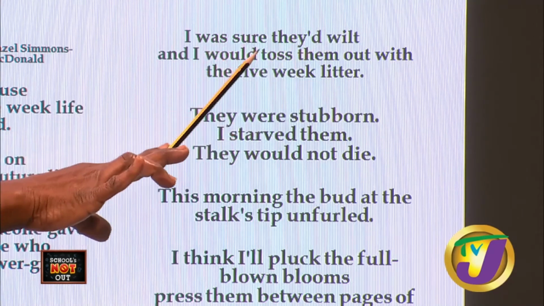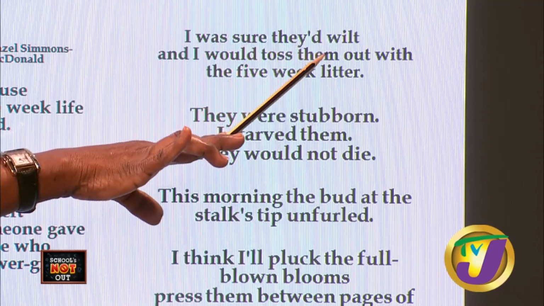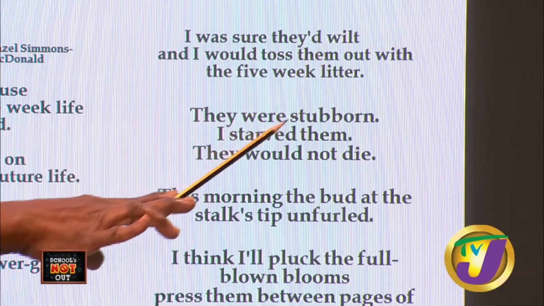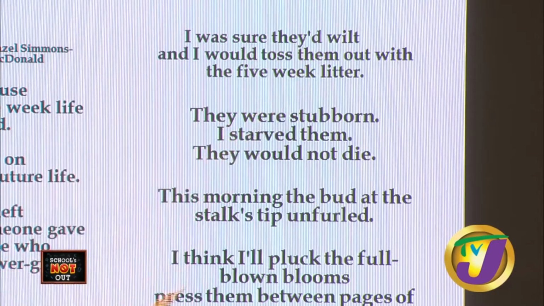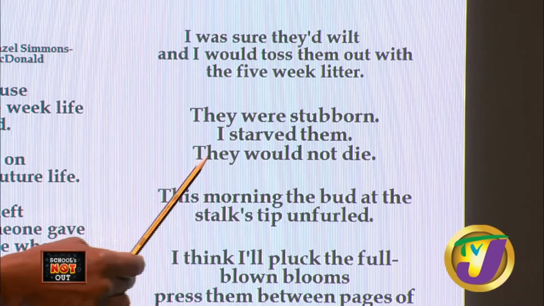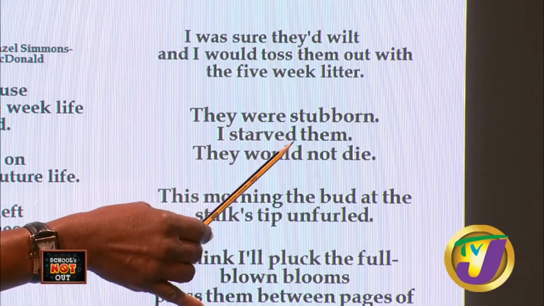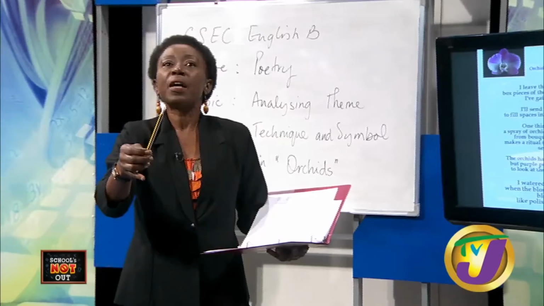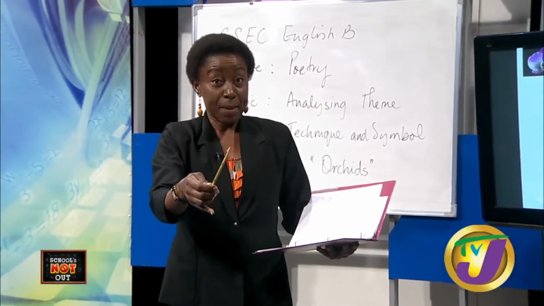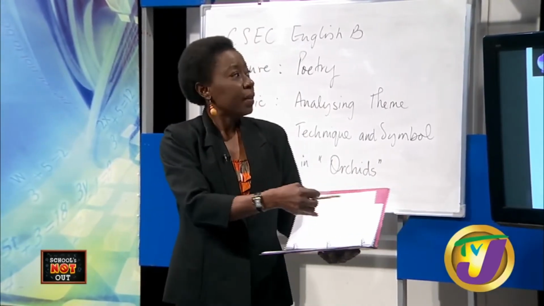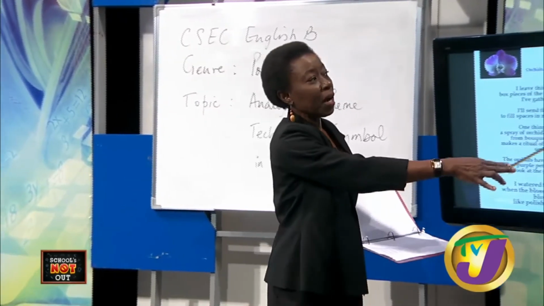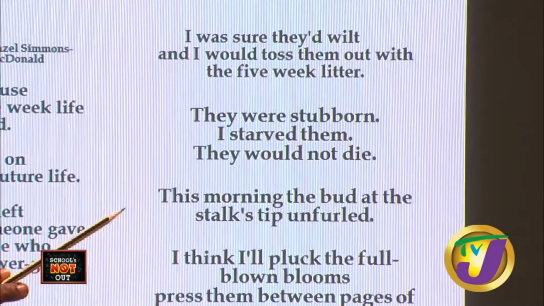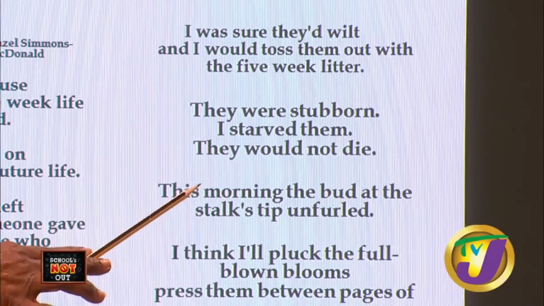I was sure they'd wilt. But the orchids were stubborn. They would not die. I starved them. How would you starve nature? You starve nature when you refuse, for example, to water. That's what the person did. She or he did not water the orchids.